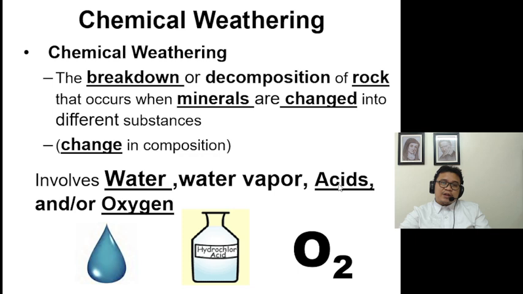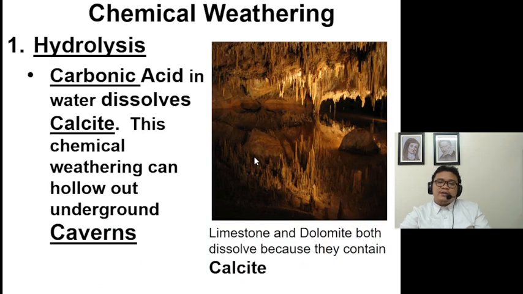Now let's discuss the types of chemical weathering. First, we have hydrolysis. From the word hydro, it means water. In hydrolysis, we have carbonic acid in water which dissolves calcite. This chemical weathering can hollow out underground caverns like those in limestone and dolomite, which both dissolve because they contain calcite. And that is due to the action of water itself, in particular the carbonic acid in water.